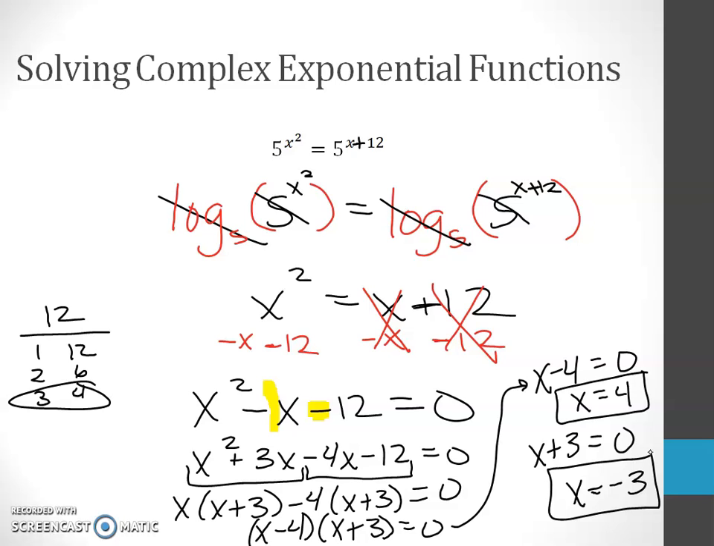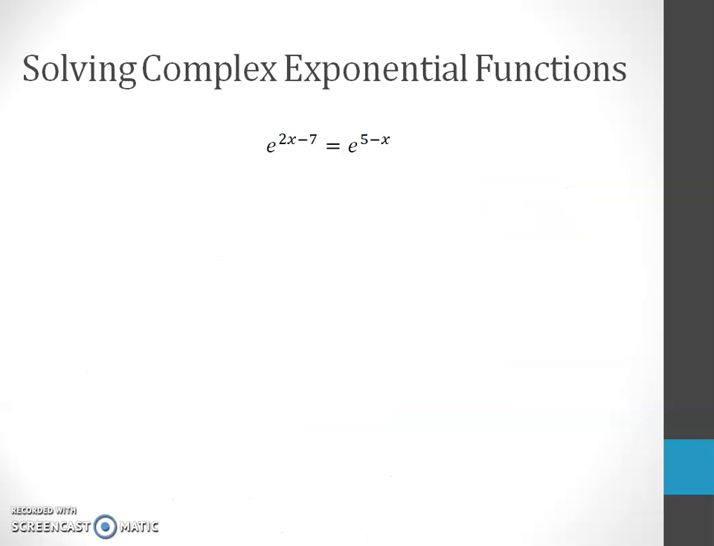Okay. One more complex one that I want us to go over. I've got e to the 2x minus 7 equals e to the 5 minus x. Why is this one confusing? We got an e in there. What kind of logarithm do I use to get rid of an e? ln, the natural one. Hopefully you guys remember that ln has a base of e.